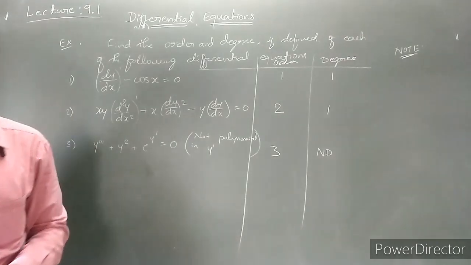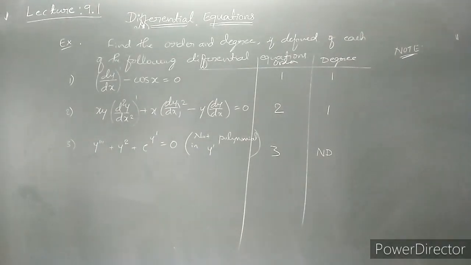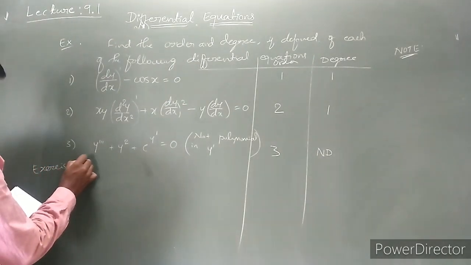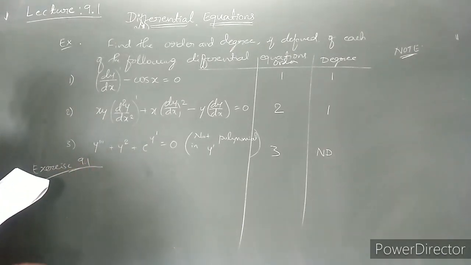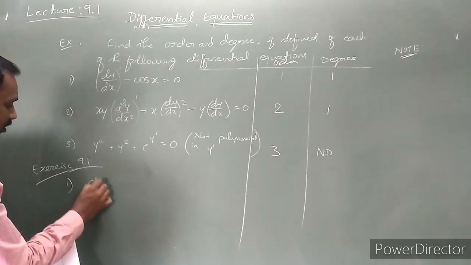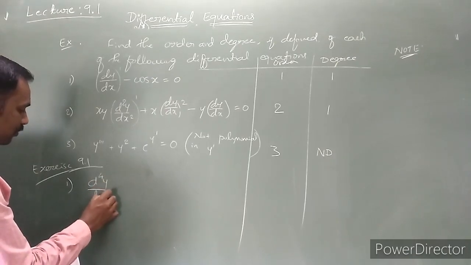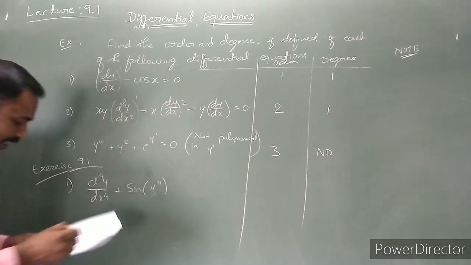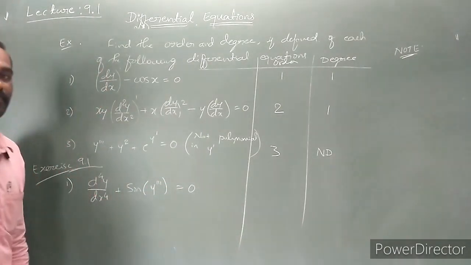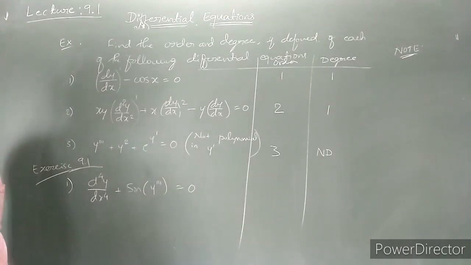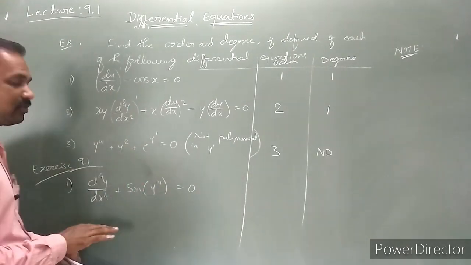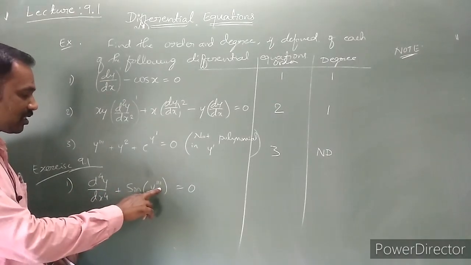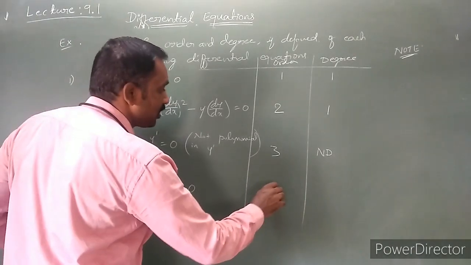Now let us move to the exercise problems. Very simple problems are there. Exercise 9.1, the first one: d4y divided by dx power 4 plus sin of y triple dash is equal to 0. What is the order of the differential equation? Highest order derivative, highest time differentiated. Here 4, so order is 4.